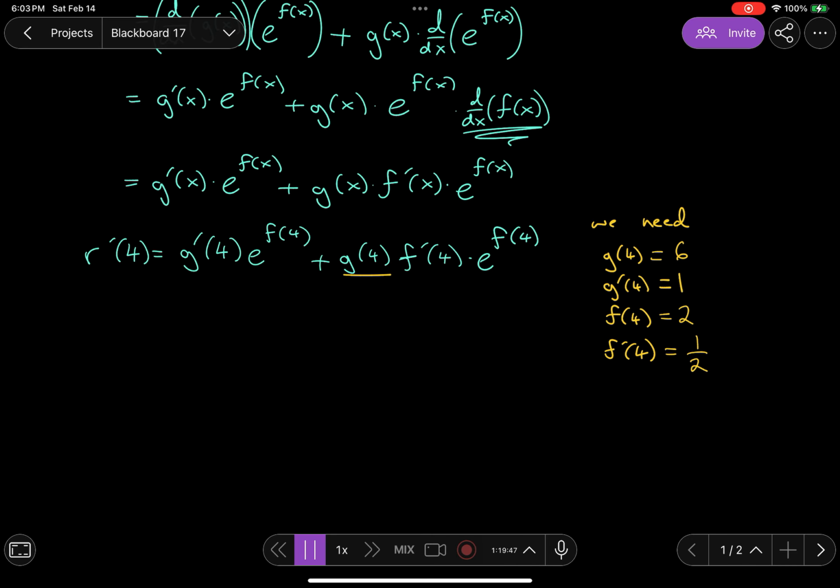All right, I like this one a lot. So all we have to do is replace things accordingly. So this equals g prime of 4, that's 1, times e to the f of 4, that's e squared, plus g of 4, that's 6, times f prime of 4, that's 1/2, times e to the f of 4, that's e squared. So what I have is e squared plus 3e squared. Final answer, adorable, 4e squared.